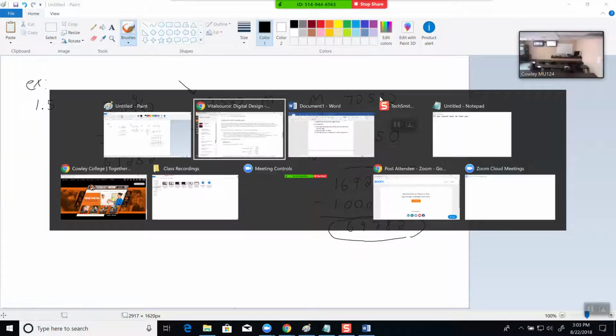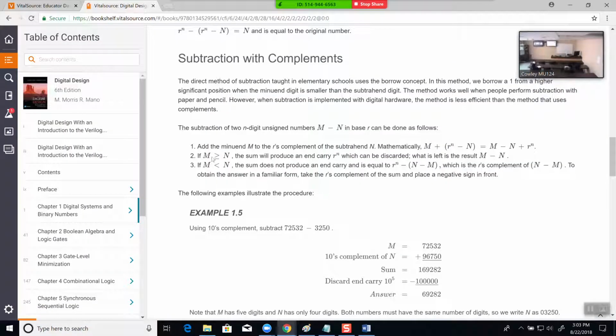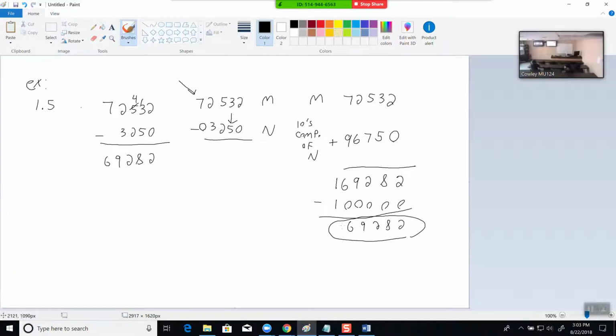Okay, where in the world does that come from? You get down to here. It's talking about if M is greater than or equal to N, or if M is less than N. It talks about the end carry. It says if M is greater than or equal to N, the sum will produce an end carry, R to the n power, which can be discarded. What is left is the result M minus N. R is our base, and n is how many digits we have. Well, how many digits did we have initially?